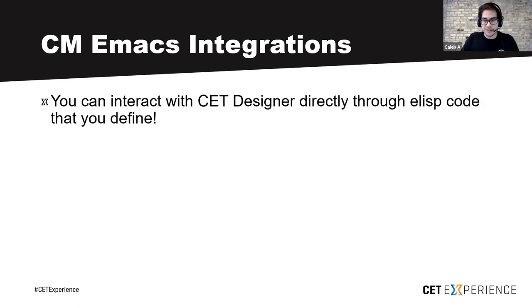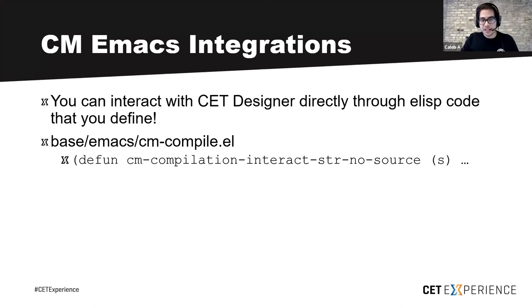Did you know that you can interact with CET Designer directly through Emacs code that you write? For those of you that do know, I'd really love to hear how you're using this, but for those that don't, I'll step through real quick on how. Within the cmcompile.el file in base Emacs, there is a section header titled interact that has the function CM compilation interact stir no source. What this function does, it takes in a string S that is CM code and runs it.